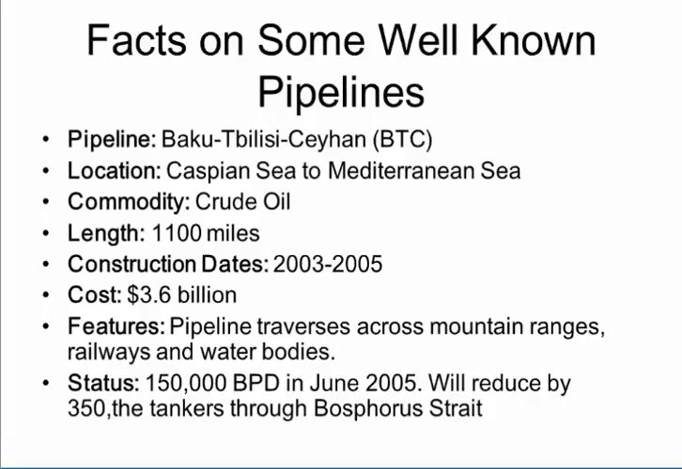Another one, Baku, Tbilisi, Ceyhan, Caspian Sea down to the Mediterranean. Once again, crude oil pipeline, length of 1,100 miles, constructed in the early 2000s. $3.6 billion US. That pipeline traverses a number of mountain ranges, railways and water bodies. And significant reduction there of tankers through the Bosphorus Strait.